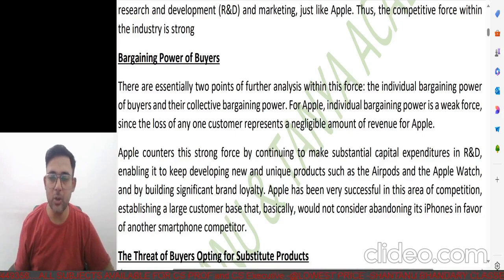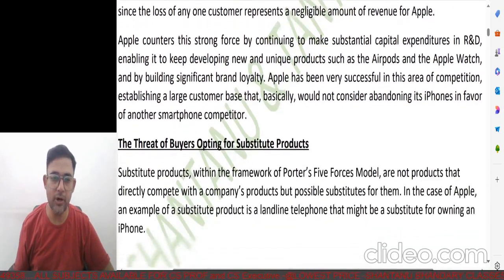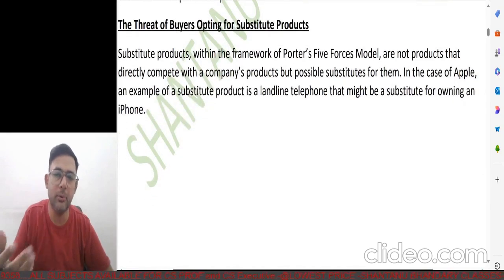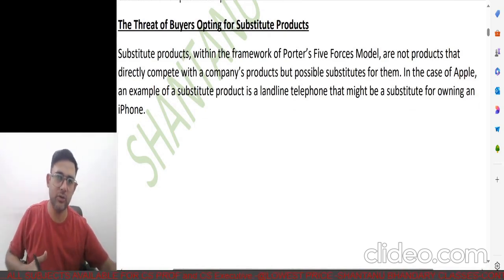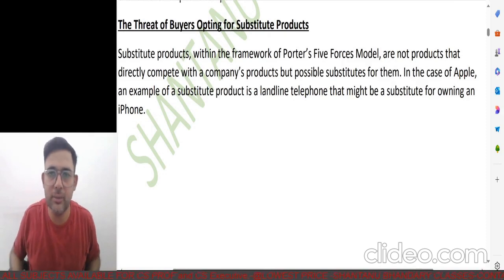The threat of buyers opting for substitute products. So substitutes, probably, I really don't think there will be much substitute for an iOS phone. The other thing, ultimately, if the purpose is calling, then the substitute can be a landline phone. But other than that, there's no substitute as such.